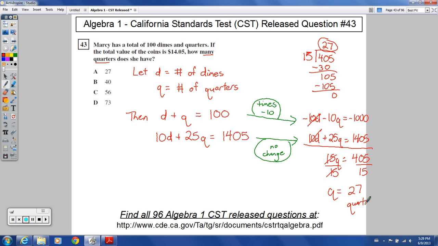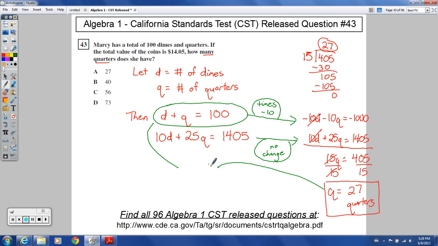So 27 quarters. And just because I'm curious, let's find out how many dimes that would mean I would have. If you had to solve this problem the entire way where you had to solve for both D and Q, I would take these two equations, put them together. You'd have D plus Q, where Q is 27 now, equals 100. That means if you subtract 27, it looks like you're supposed to have 73 dimes.